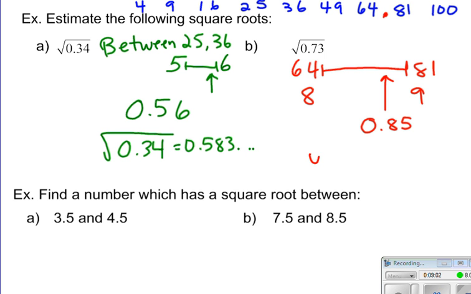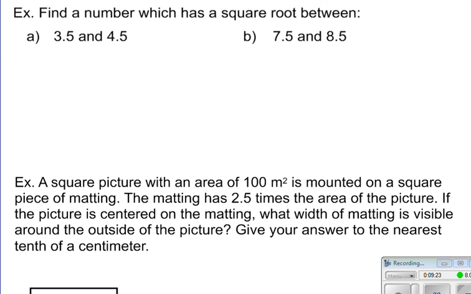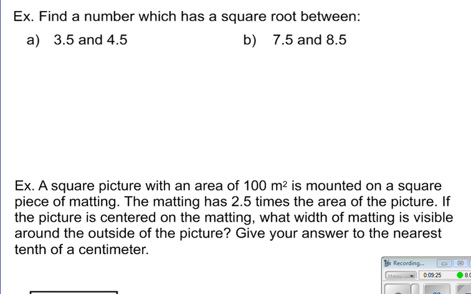And so in my calculator, I type 0.73 square root, and we get 0.8544. That's what we got. Okay, it's again an irrational number. So we're estimating, and we double check by calculating in the calculator. So now I say find a number which has a square root in between 3.5 and 4.5.